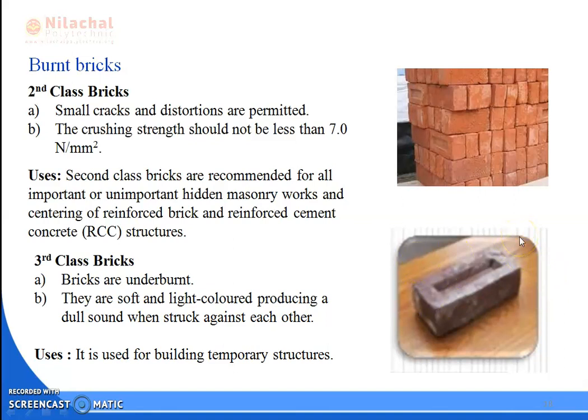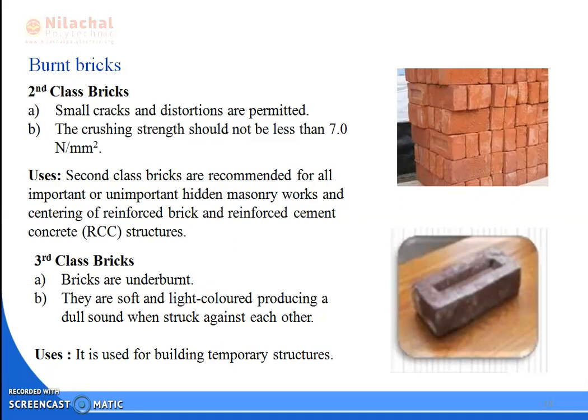So we can say that in these bricks, they have rough surfaces with irregular edges. Also, you can see the edges are not regular. And if we take two bricks and strike them against each other, they will produce a light-colored dull sound. So we can say that it is a third class brick. And its compressive strength is 3.5 Newton per millimeter square.